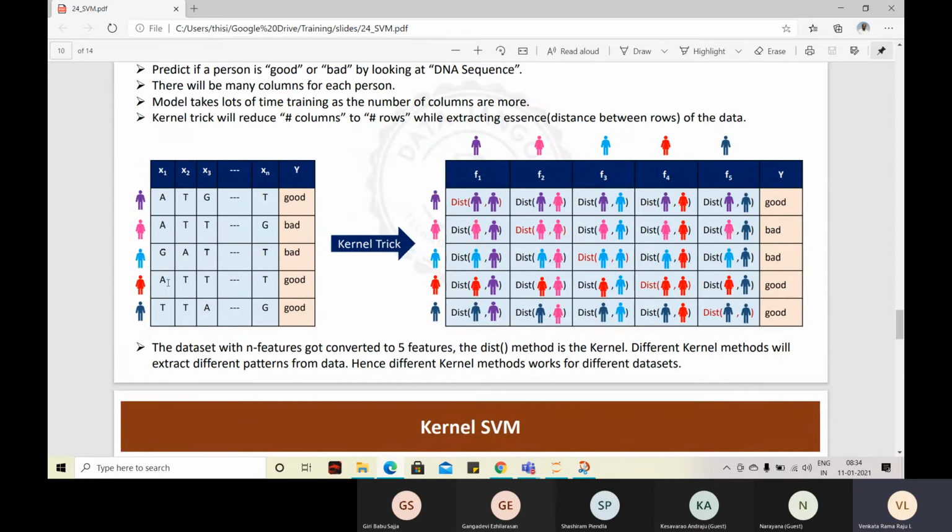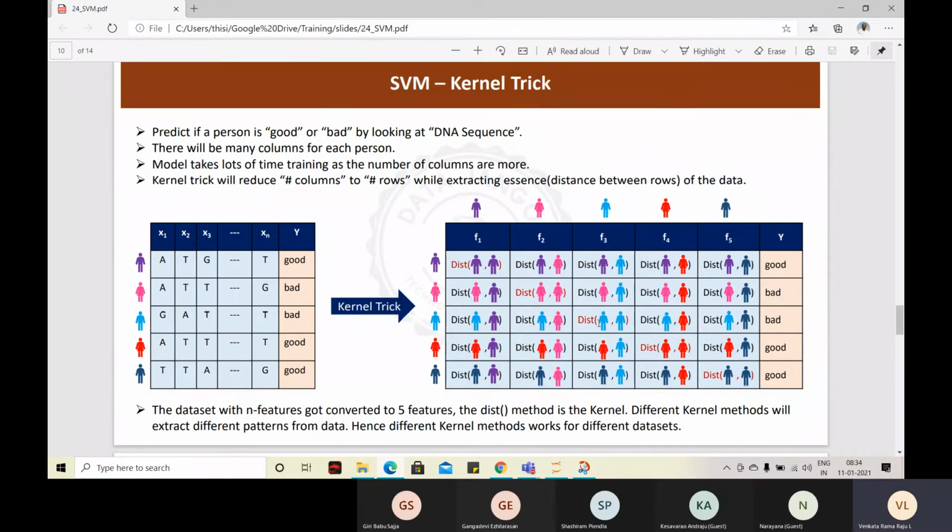See this here? I have taken 5 rows. The input space became 5 by 5. If you take 10 rows, it will become 10 by 10. If you take 100 rows, it will become 100 by 100. Do you agree? When you apply the kernel trick. Yes. Understood, right? That's a key point there. That's a very important point, what I actually spoke, right?